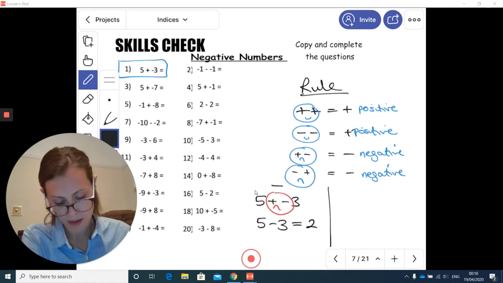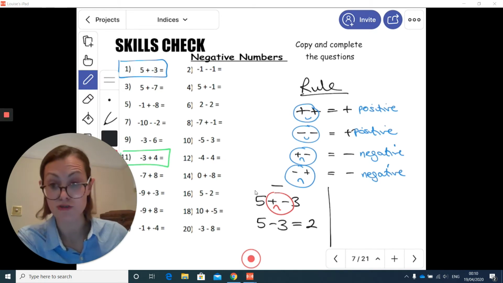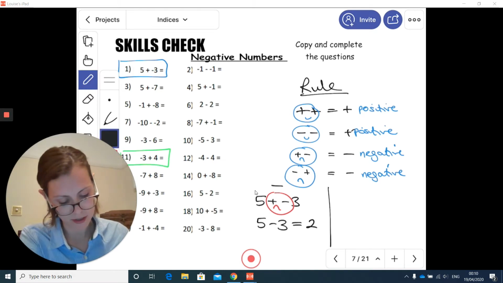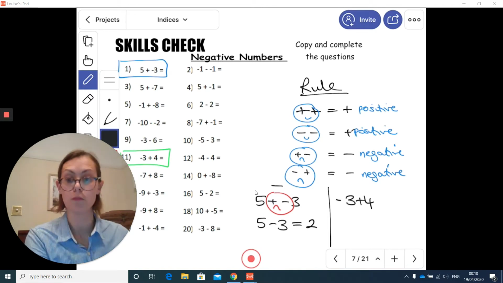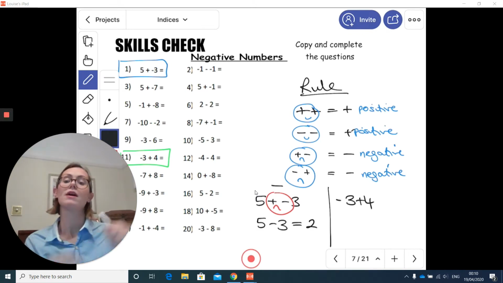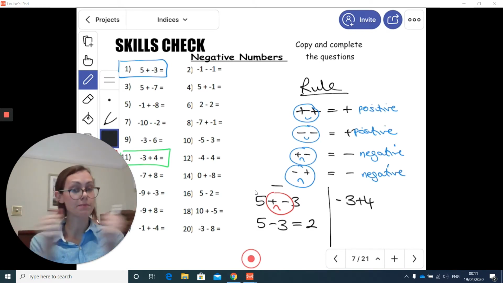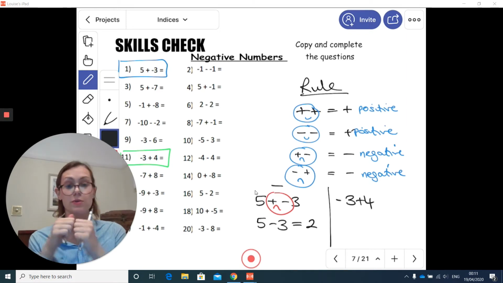Okay, let's do one more. So let's do minus 3 plus 4. I'm not going to use this rule for minus 3 plus 4, because there are not 2 operations that are touching each other. I've got a minus 3 and a plus 4, and the minus and the plus in my question are not side by side, they're not touching each other, so I can't use my rule.